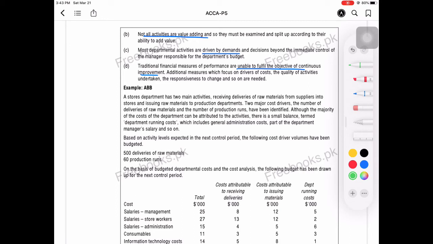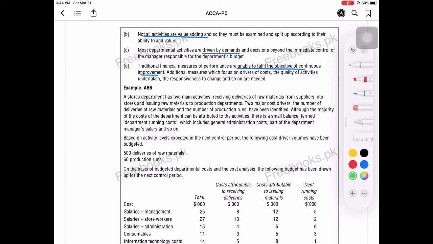Most departmental activities are driven by demands and decisions beyond the immediate control of the manager responsible for the department's budget. So it's actually based on demands, so you can allocate the amount and go forward instead of loosely allocating the resources. Wherever you need it, you allocate it there. It's better even for the managers, and it's easier to explain why the amount is such and such. It's a more logical reason rather than just allocating it to the traditional means.